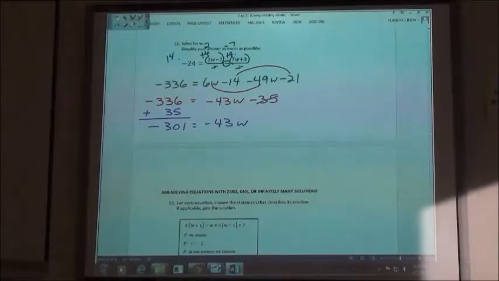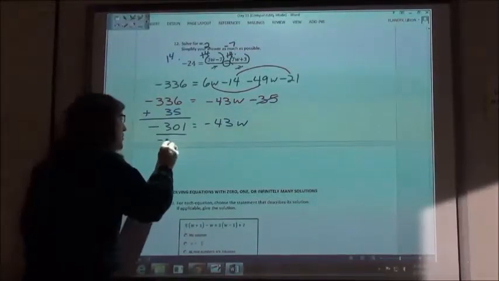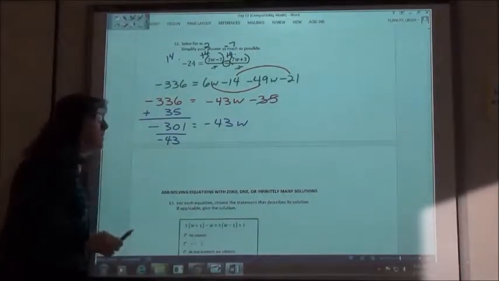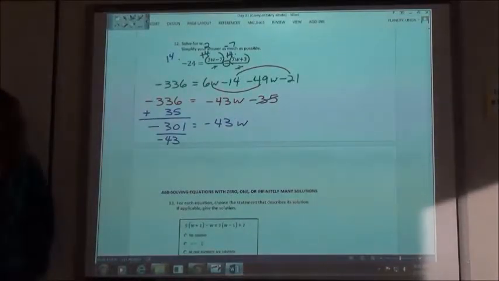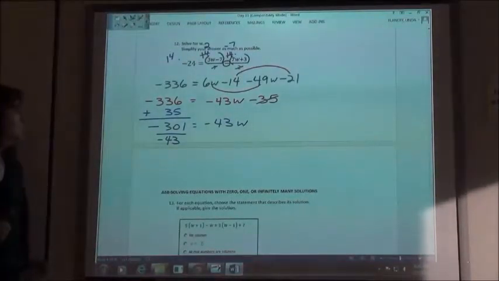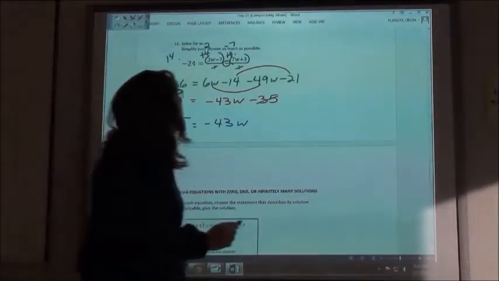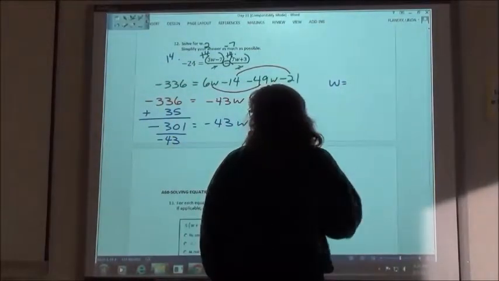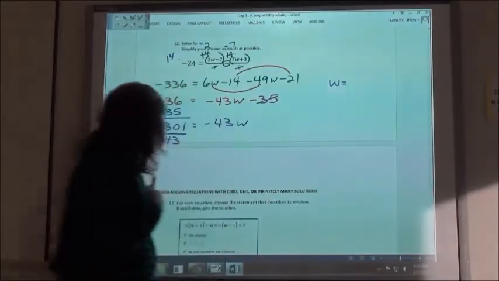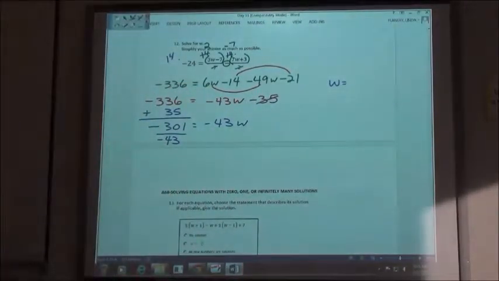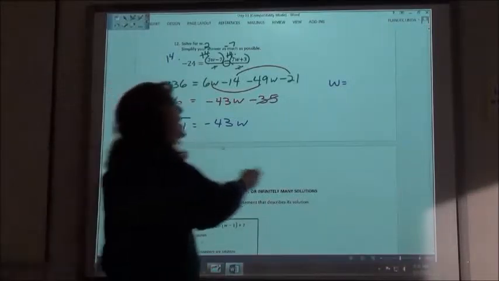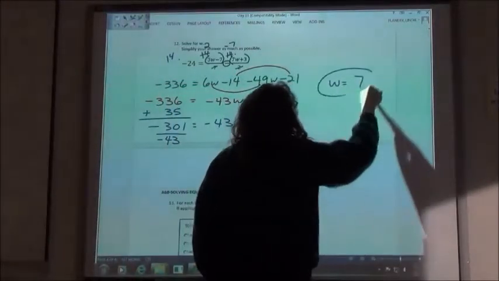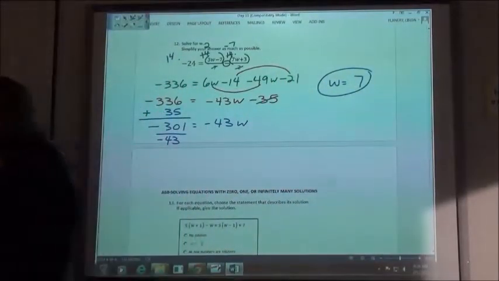So then do you divide that? Yes, you do. That's just going to become negative 301 divided by negative 43 is going to equal 7. Positive 7. And again, it came up to a nice whole number, so that tells us we probably did it right. Yep.